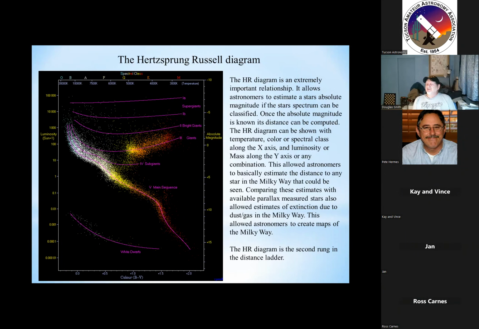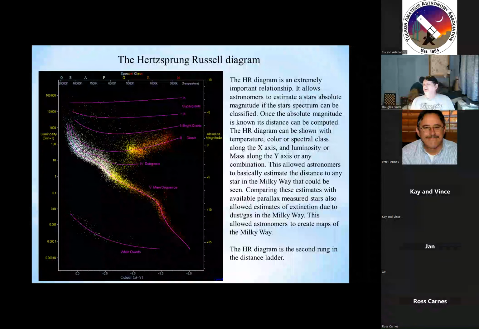Now there is something else that comes out of this too, is that we can also look at stars and determine what's called extinction, how much the star is being dimmed by gas and dust between us and that star, and that also is useful for creating a map of the Milky Way. But this HR diagram is what allowed astronomers to actually start looking at the structure of the Milky Way galaxy.